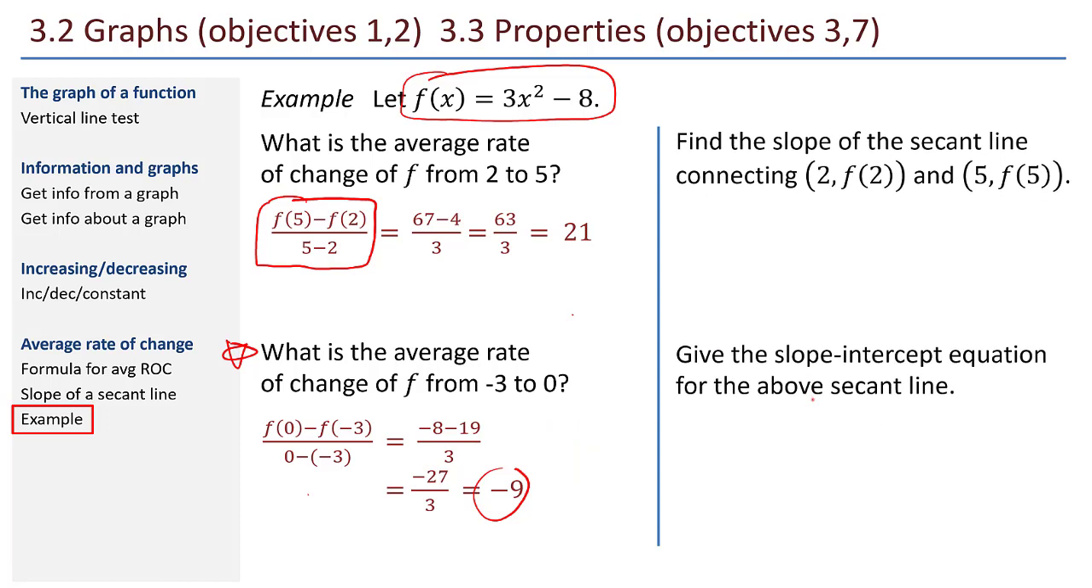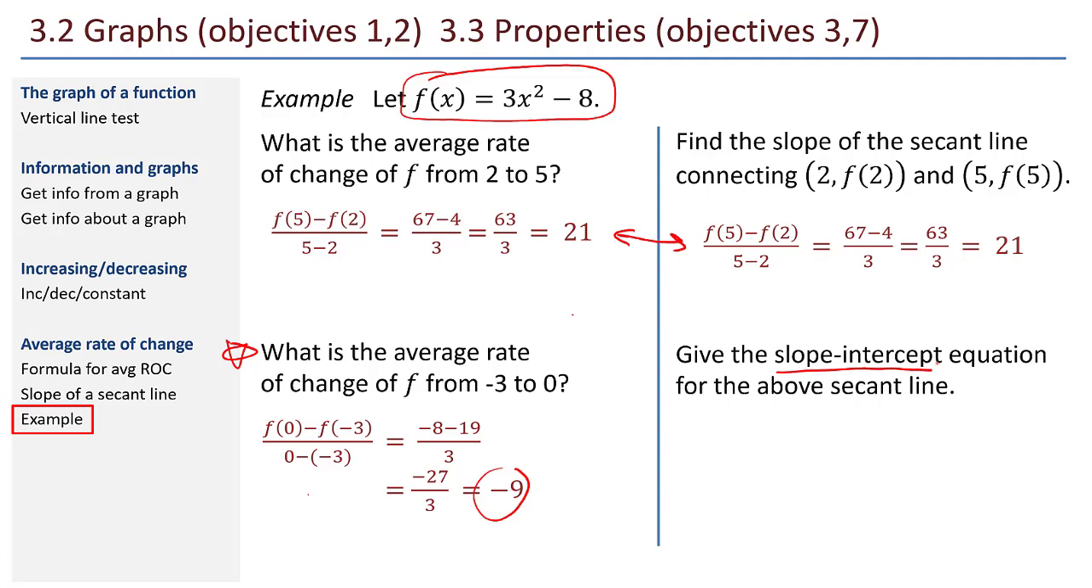Alright, now let's think about the secant line. Find the slope of the secant line connecting (2, f of 2) and (5, f of 5). So these are points on the graph of the function. But in fact, what points are they? They are the same points I had on the left. So I can figure out change in y over change in x, and it's exactly the same calculation that I had from before. So take a look at that and really see that you understand the connection there. And then the last question. Give the slope-intercept equation for the above secant line.